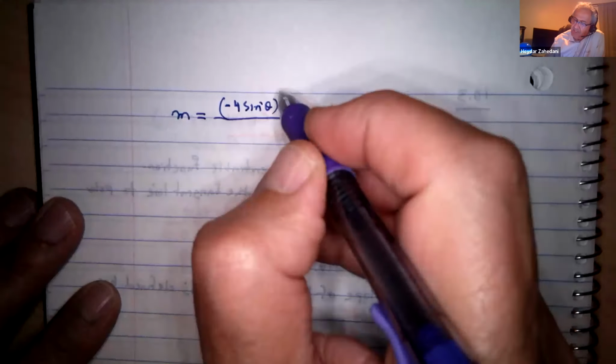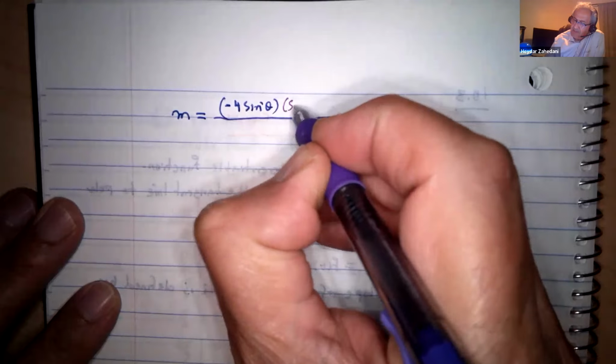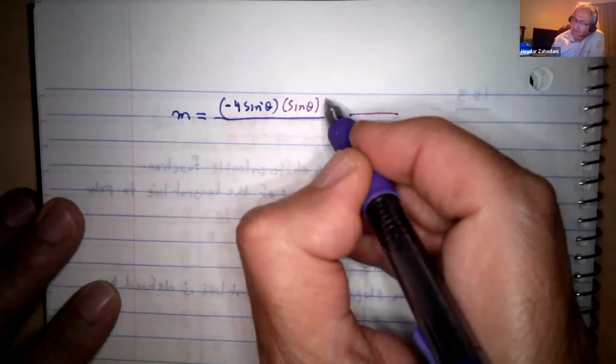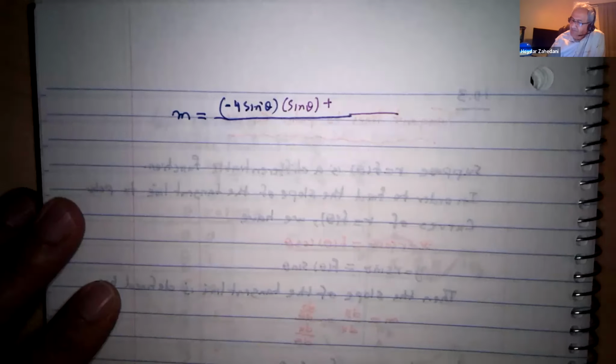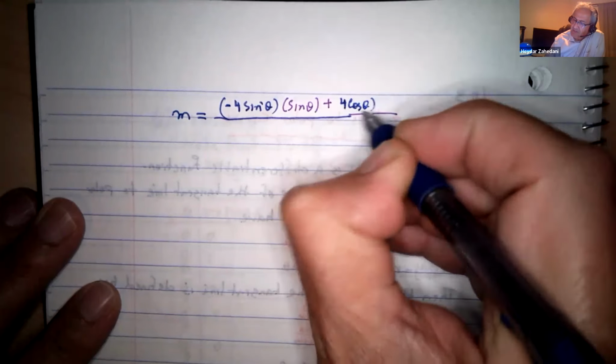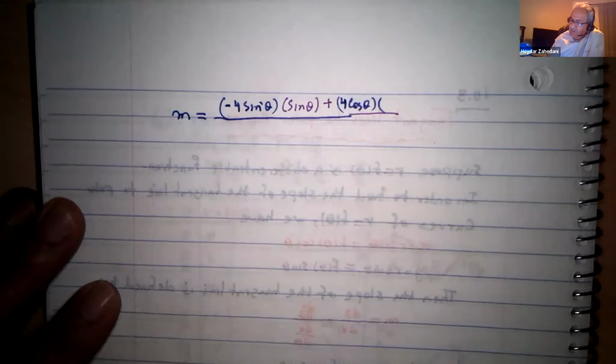It's multiplied by sine of theta, and it was plus f of theta. f of theta is just 4 cosine of theta, times by cosine of theta.